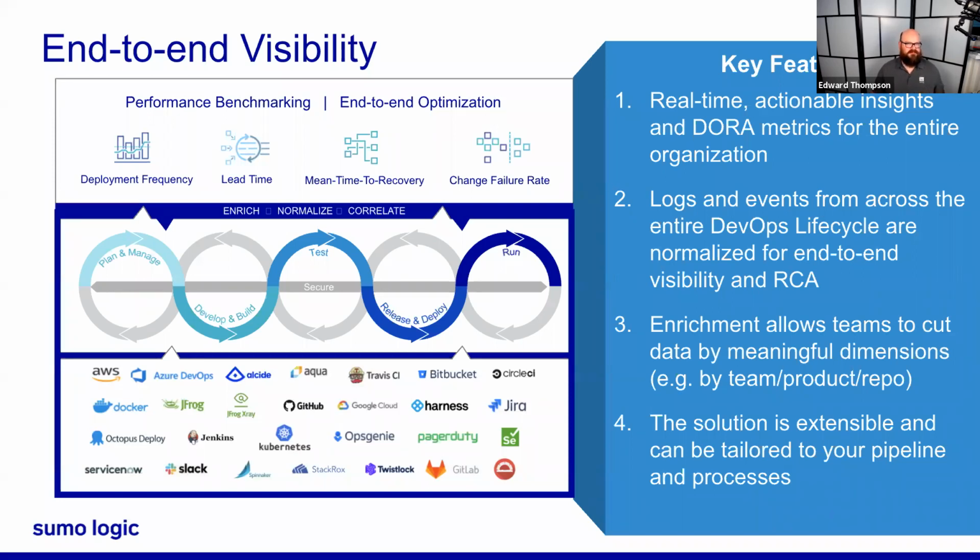So basically, what we've got in the platform here is real-time actionable insights. So this is things that are calculated from the live data as it hits your platform, and computing those DORA metrics for the entire organization. The logs and events are there from that entire DevOps lifecycle. They're normalized for end-to-end visibility and root cause analysis, and that full data set is there.